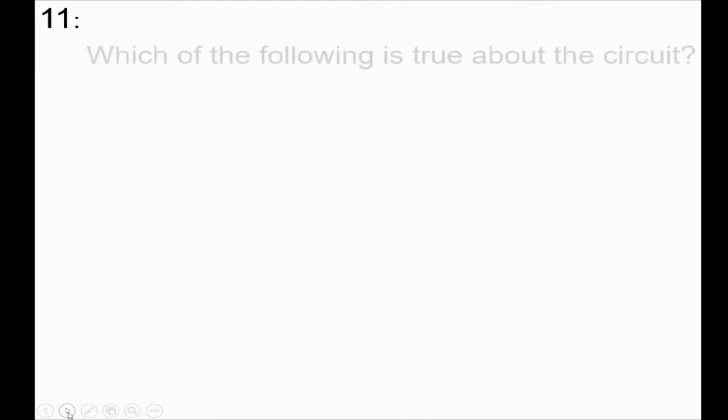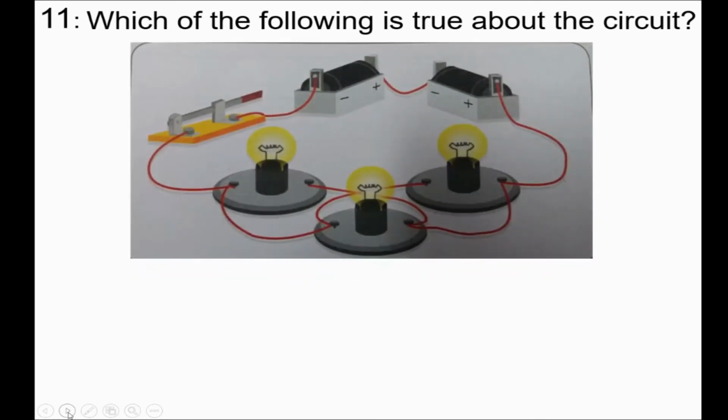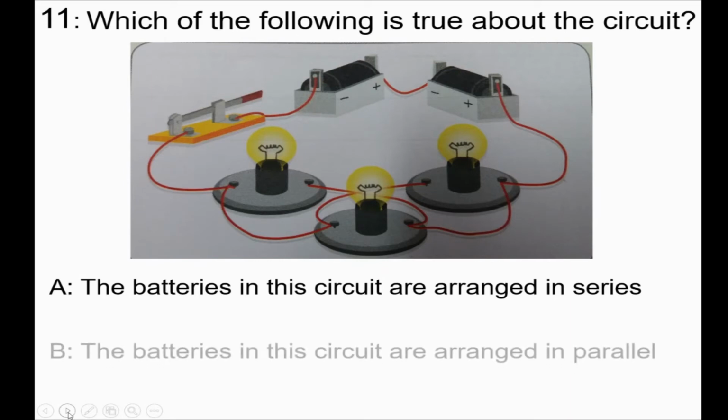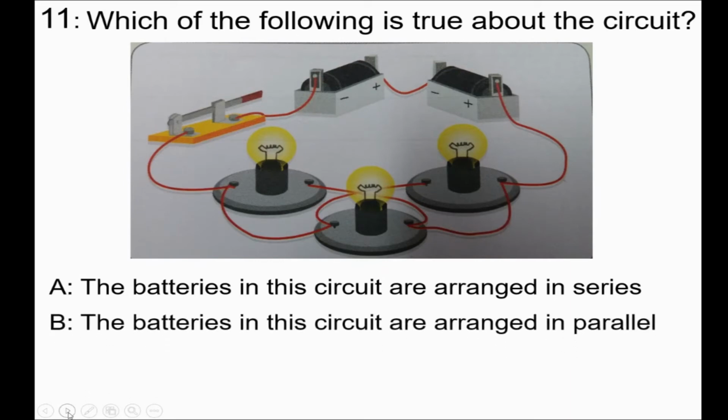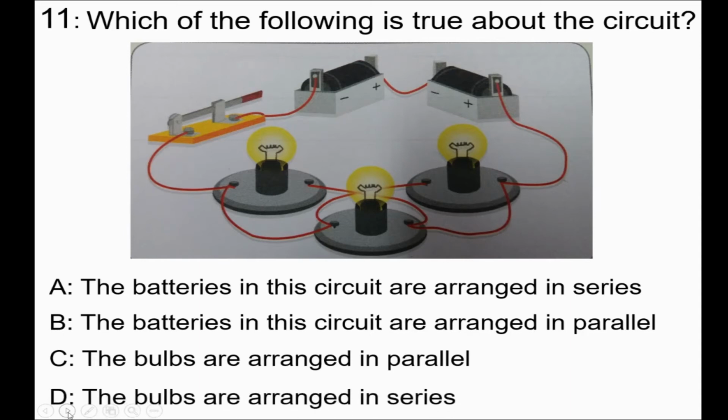Question 11. Question 11 says, which of the following is true about the circuit? So that is the circuit there. Option A says the batteries in this circuit are arranged in series. B says the batteries in this circuit are arranged in parallel. C says that the bulbs are arranged in parallel. And D says the bulbs are arranged in series.